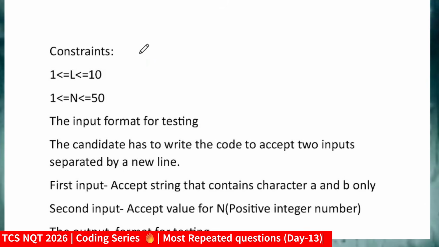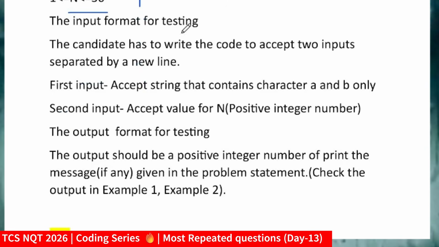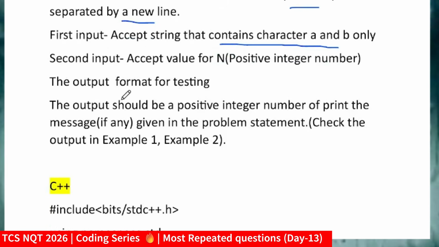So these are the constraints they have given. L should be 1 to 10 and N should be 1 to 50. Then the input format for testing: the candidate needs to write code to accept two inputs separated by a new line. The first input accepts a string that contains characters A and B only, and the second accepts the value of N, which will be an integer. These are the things they will mention there.